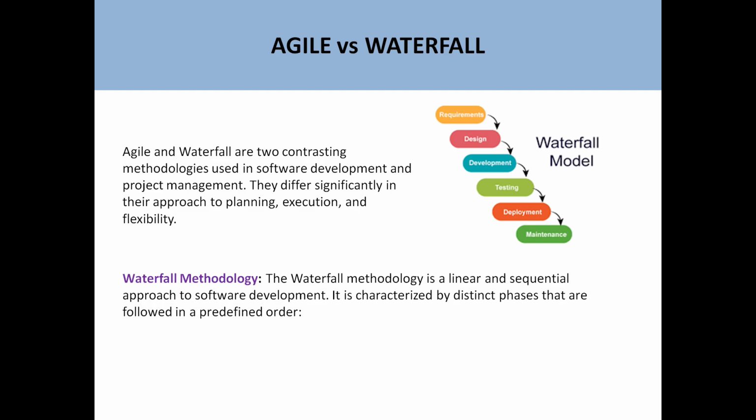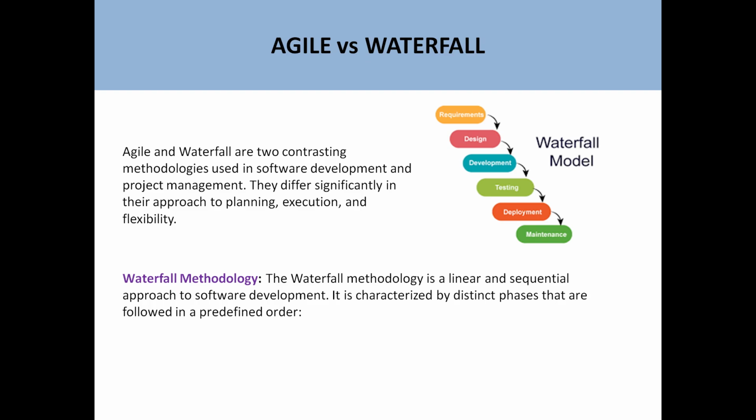Friends, Agile and Waterfall are both methodologies for managing software development based projects. They are two contrasting methodologies in software development and project management. They differ significantly in their approach to planning, execution, and flexibility with respect to project management. So first we shall discuss Waterfall. The Waterfall methodology is a linear and sequential approach to software development.